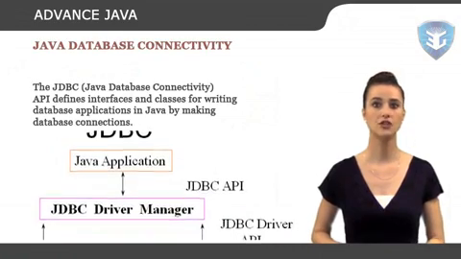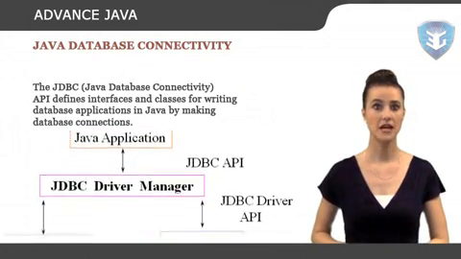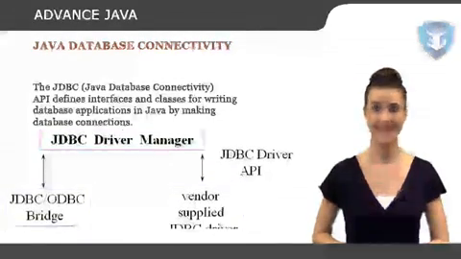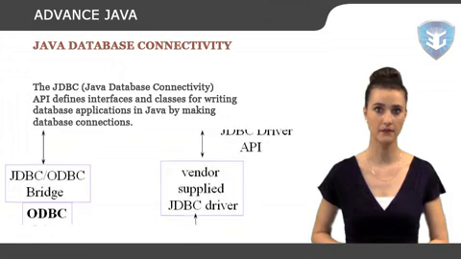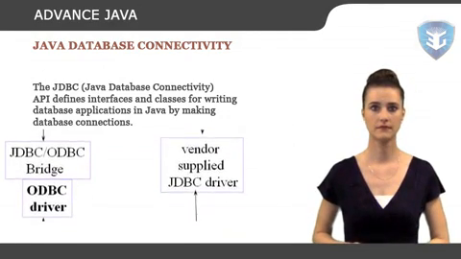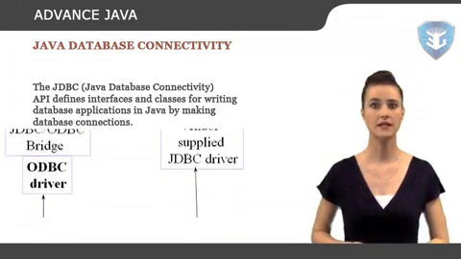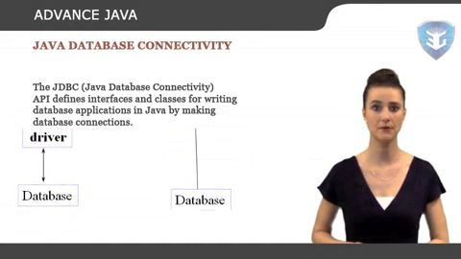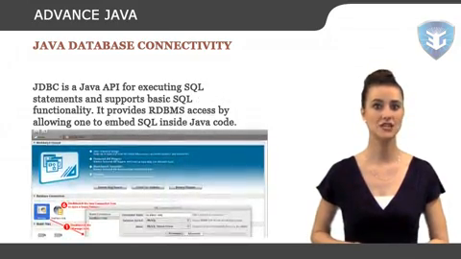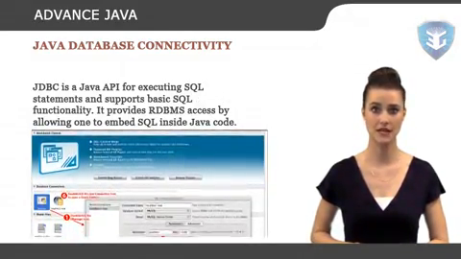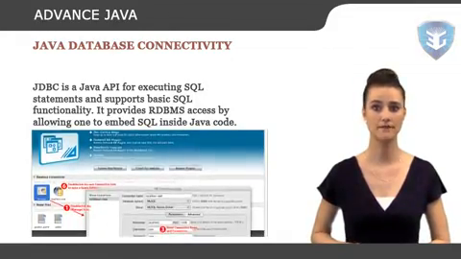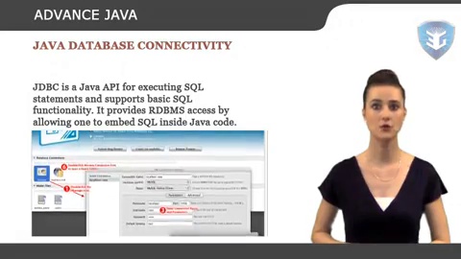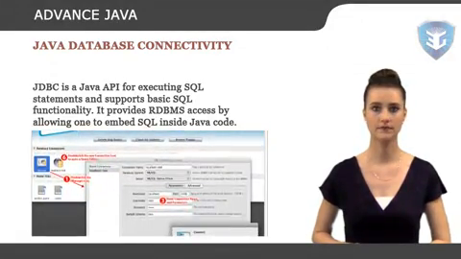Let's now take a look at Java database connectivity. The JDBC, Java Database Connectivity API, defines interfaces and classes for writing database applications in Java by making database connections. Using JDBC, one can send SQL, PL/SQL statements to almost any relational database. JDBC is a Java API for executing SQL statements and supports basic SQL functionality. It provides RDBMS access by allowing one to embed SQL inside Java code.